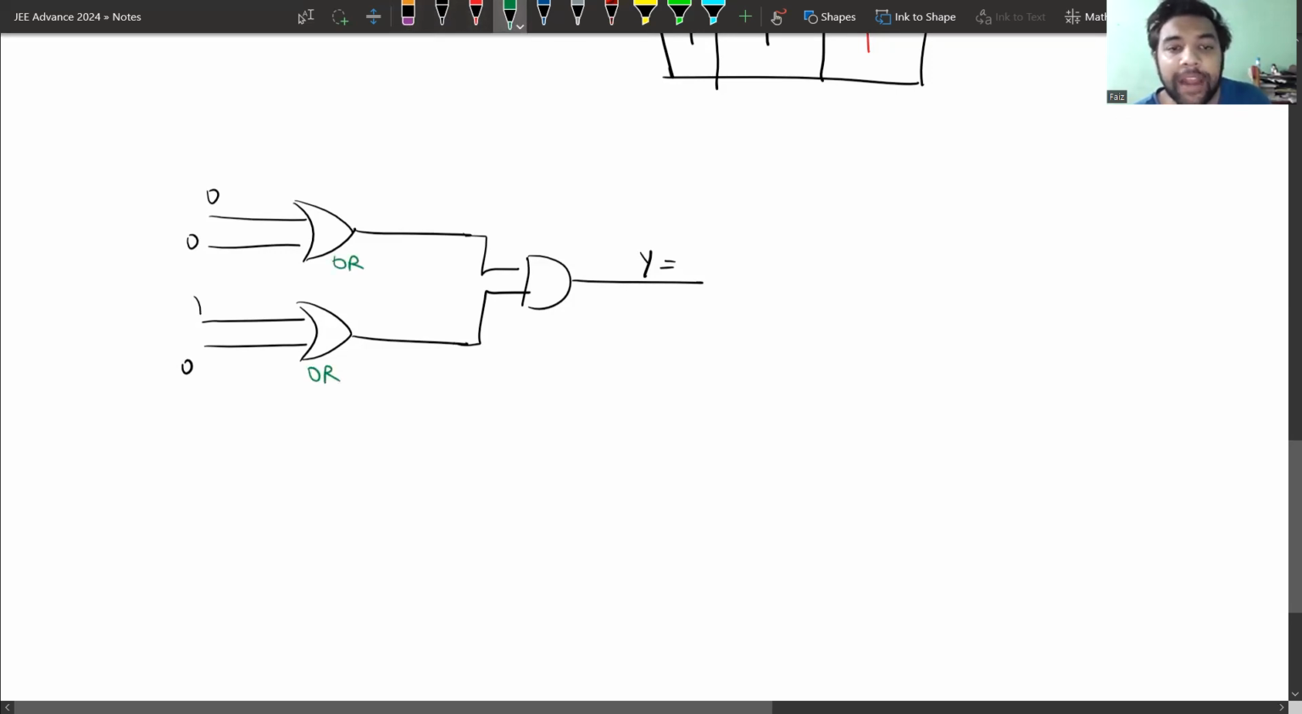How did I remember that? The AND gate has a D in the last. So D, this one is the AND gate. And other than AND, the other is the OR gate, right? The AND gate multiplies and the OR gate adds.